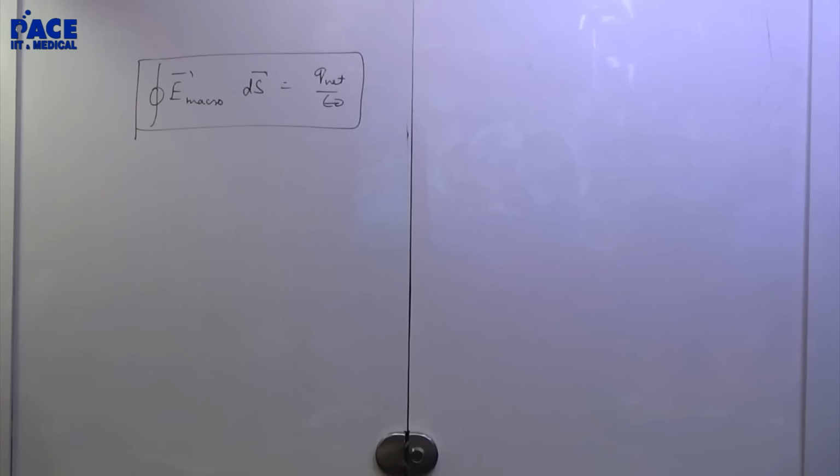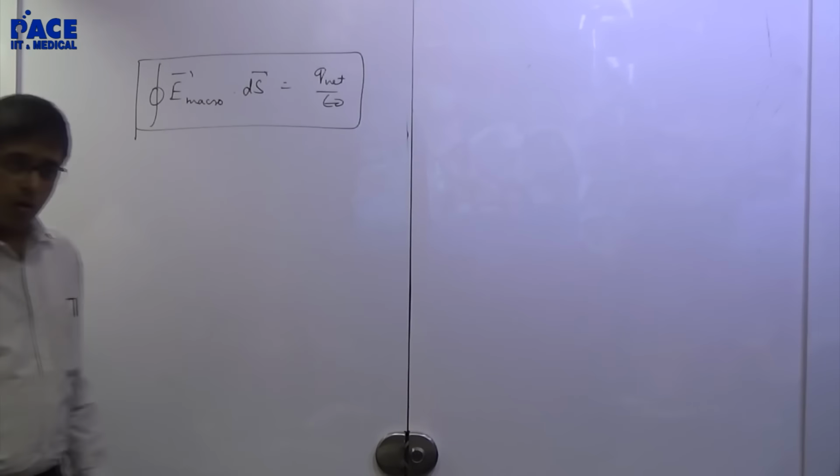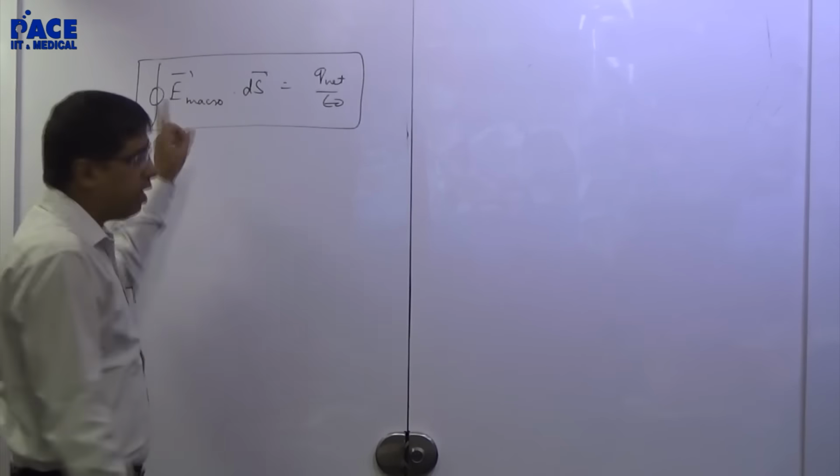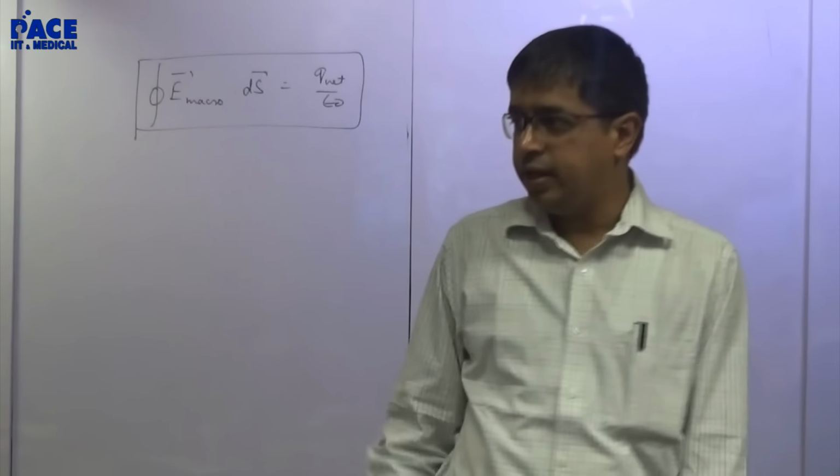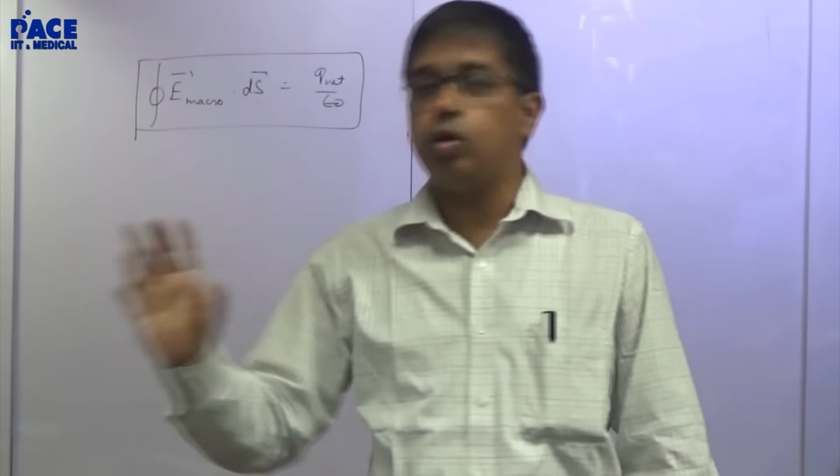Sir, if the charge is outside, we need to consider E net, right? Always it is E net. The field that you are getting is the field due to all the charges within the vicinity. But Q will be the Q net enclosed inside.